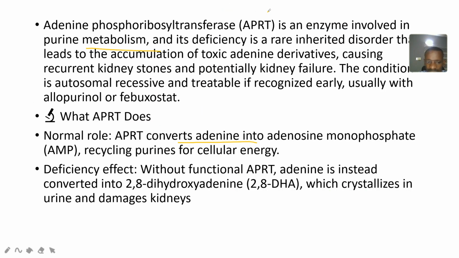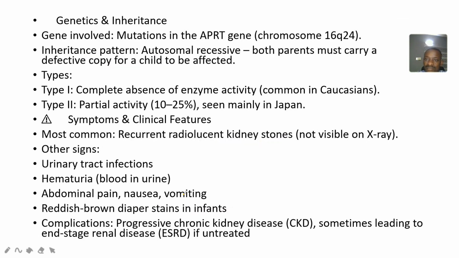If it is deficient, adenine is instead converted to 2,8-dihydroxyadenine, which crystallizes in urine and damages your kidney. Genetically, if there are mutations in it, it's autosomal recessive. This shows that for you to have a deficiency of this enzyme, both of your parents must have the issue or must be carriers. As for types, sometimes the enzyme is completely absent, sometimes there's partial absence of the enzyme.